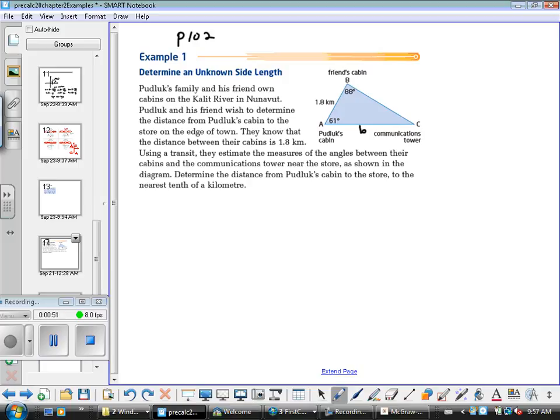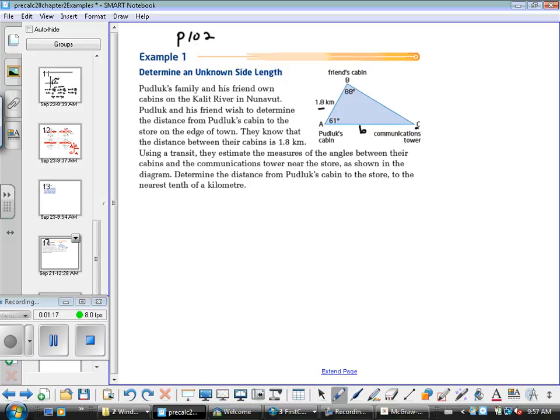So we can use the sine law if we know two angles and one of the sides opposite those angles, or if we have two sides and one of the angles opposite one of those sides. Okay, so a bit of an issue here is that we have the one known side, and we don't know that angle yet.